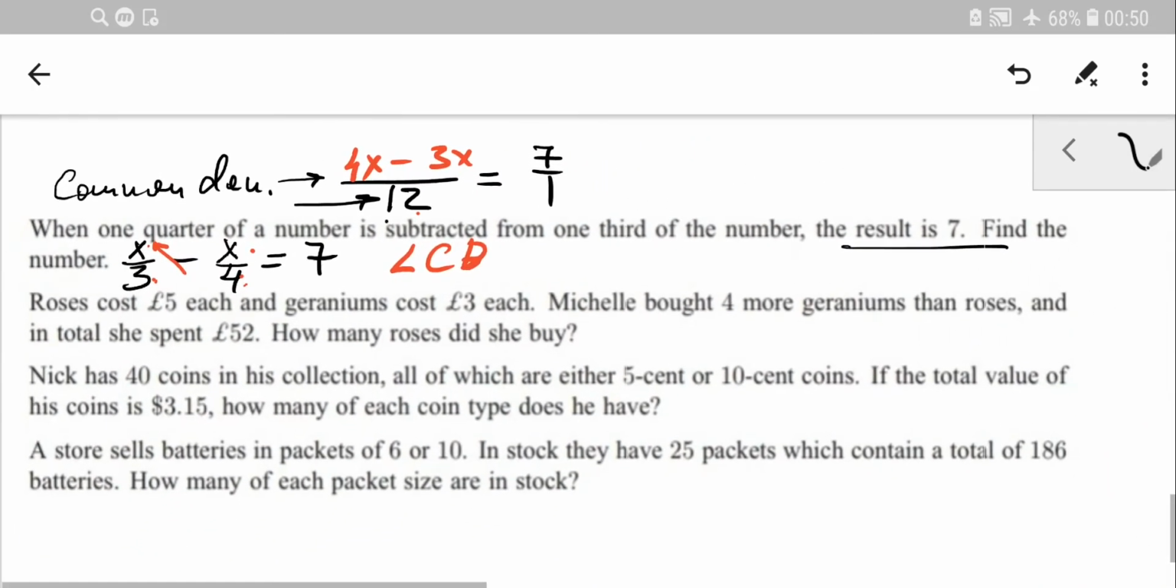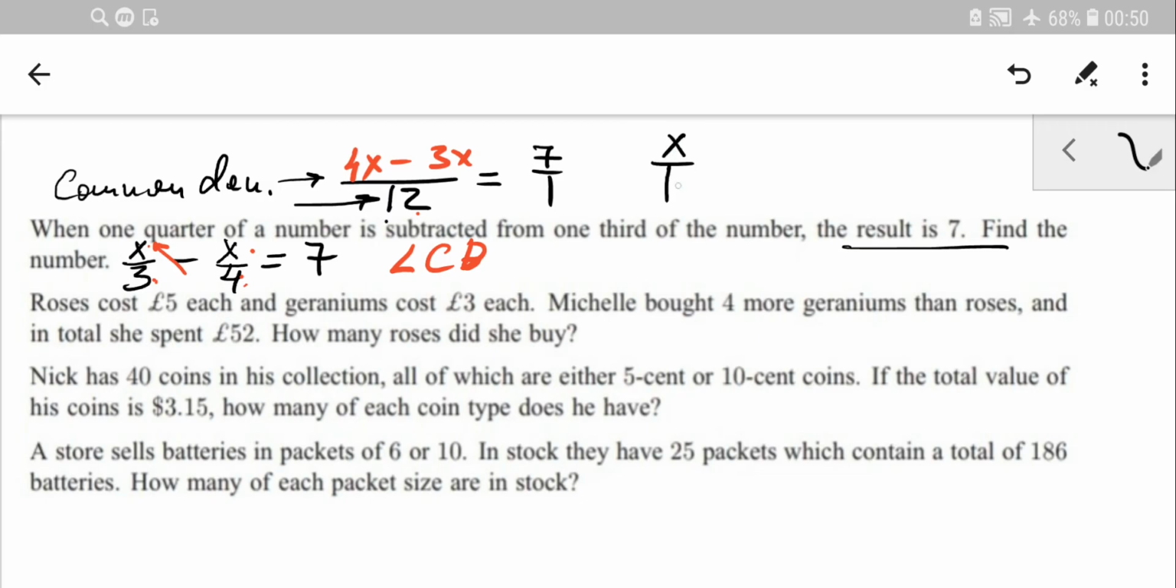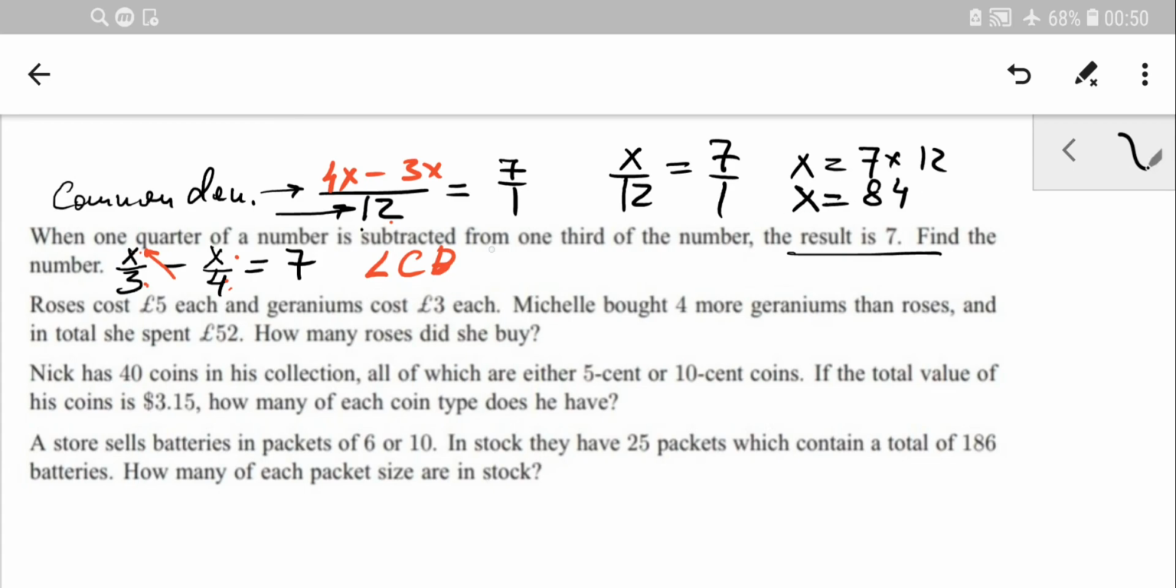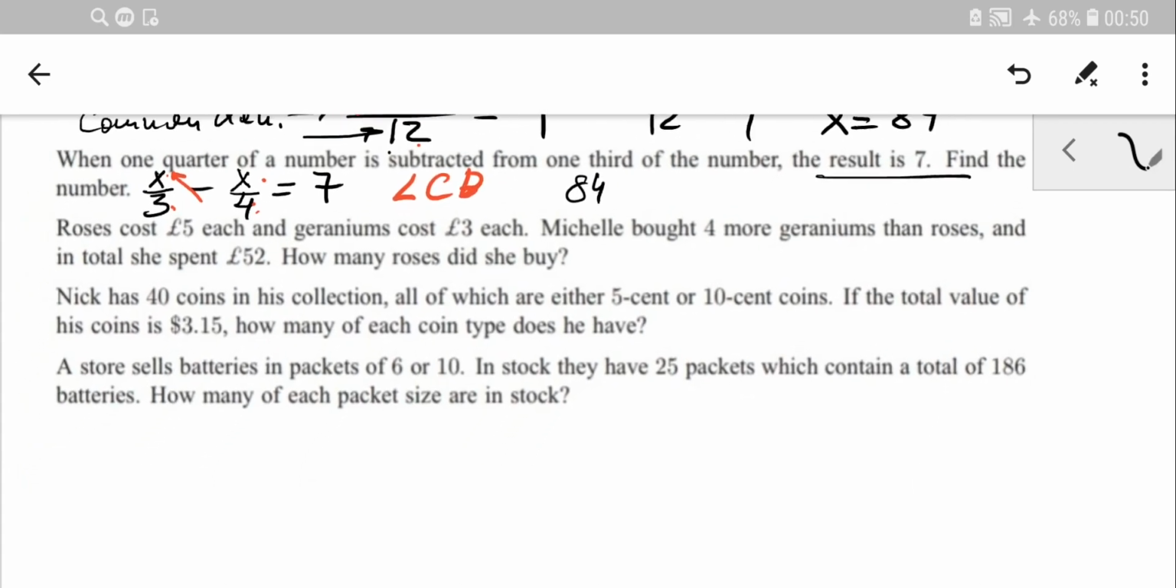All right, let's try to resolve it. So x minus 3x is just x. x over 12 equals 7, so x is simply 12 multiplied by 7, and you'll get 84. So find the number: your number is 84 here. 84 is the result. All right, so let's move on.